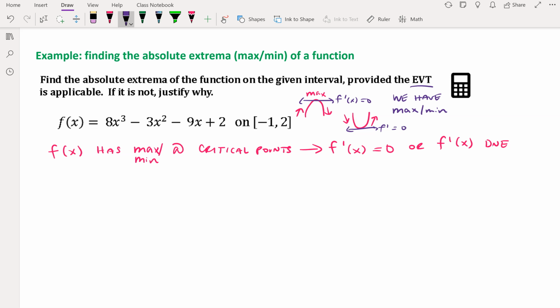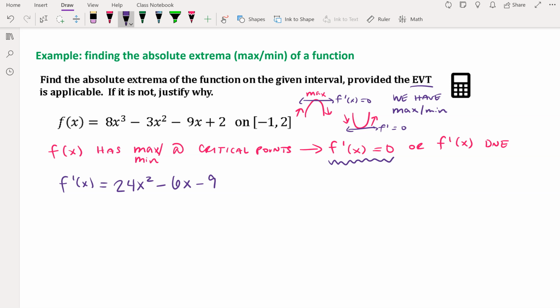So what are we going to do to solve this? We are going to use this fact, f prime of x equals 0. We're going to take the derivative. So first find f prime of x. We're using the power rule. If you're struggling on derivatives, we're just using the rule: the exponent comes out in front, multiplies, and then you subtract 1 from the exponent. So we get f prime of x equals 24x squared minus 6x minus 9.